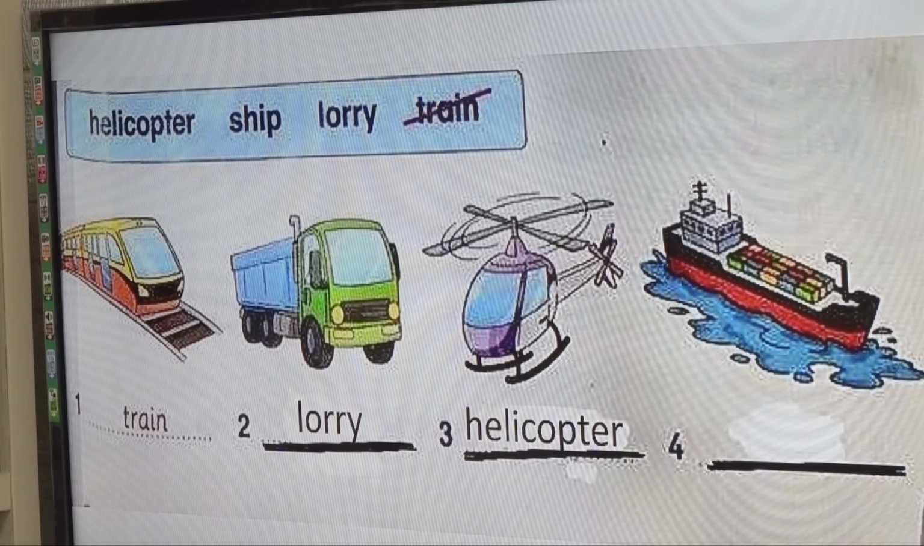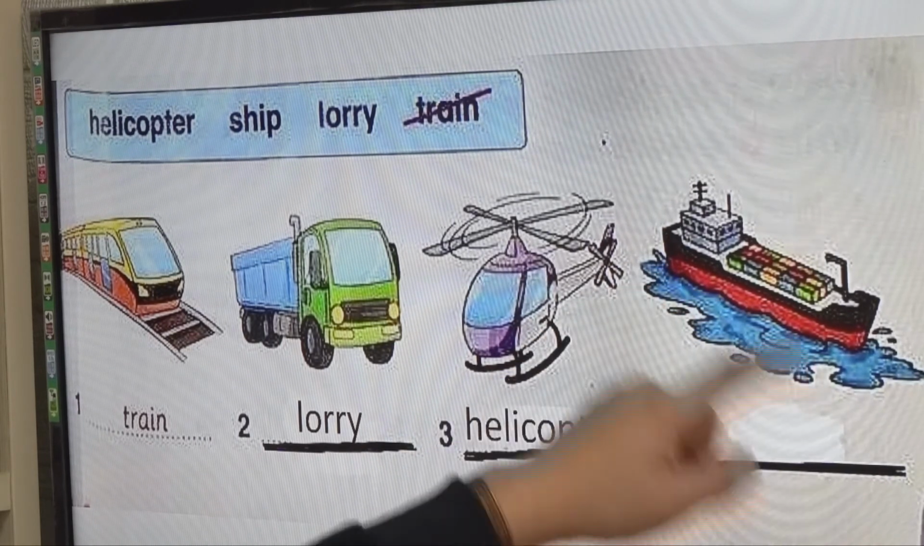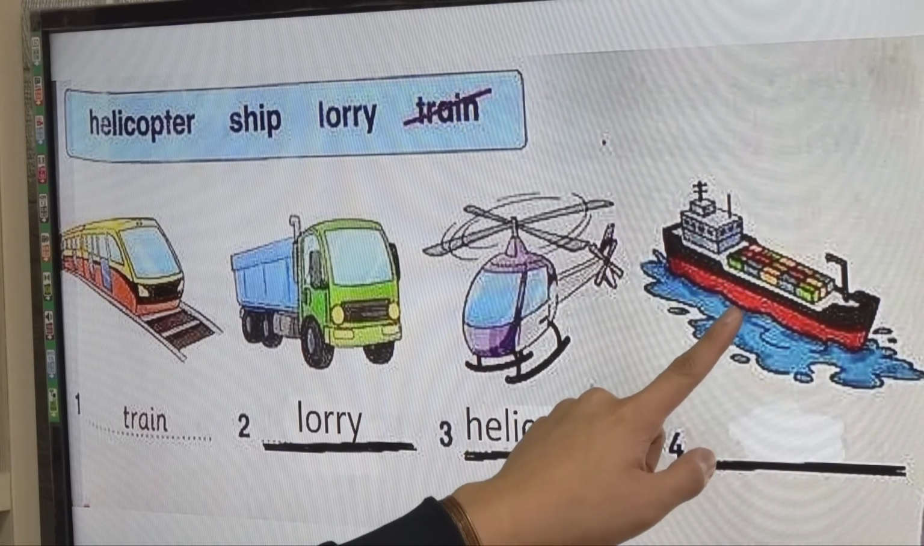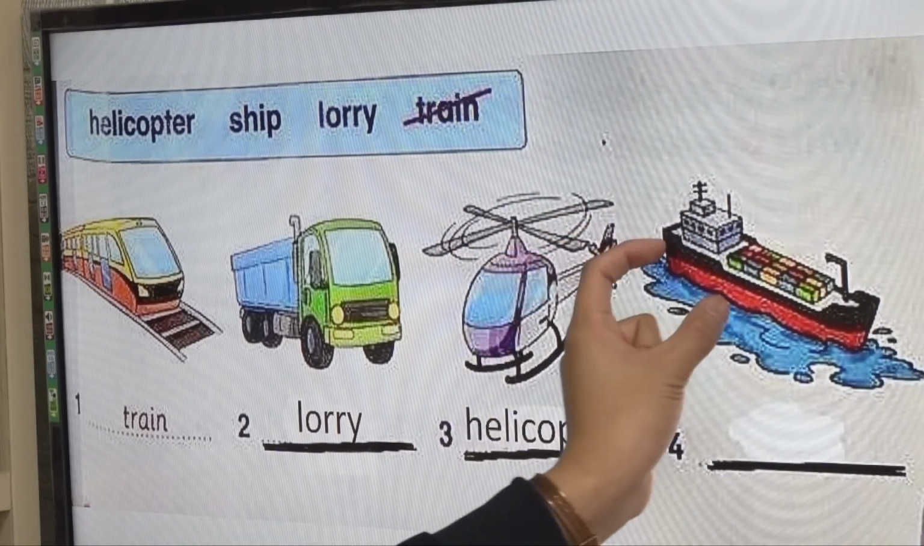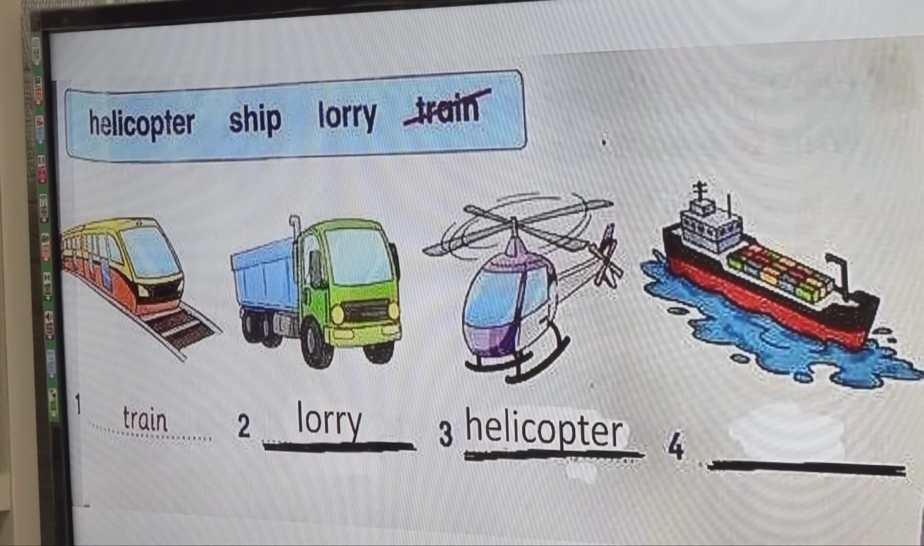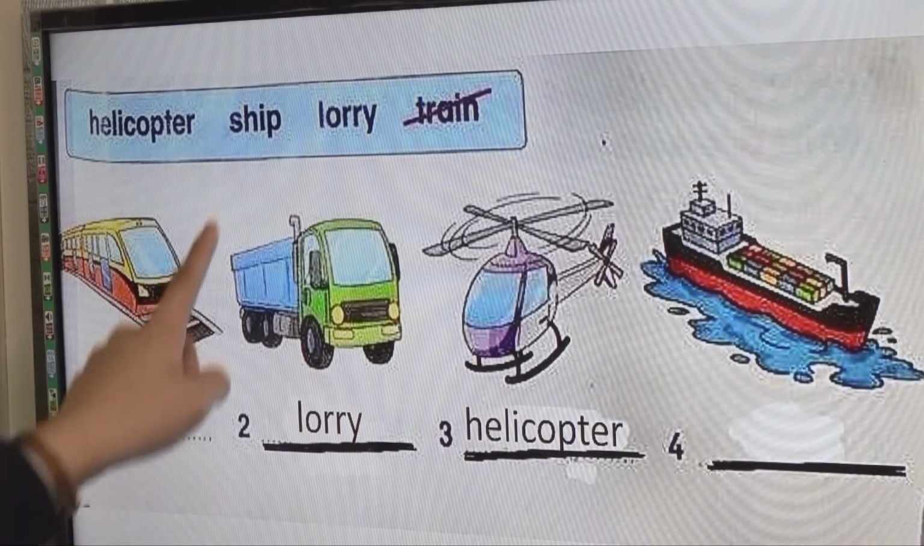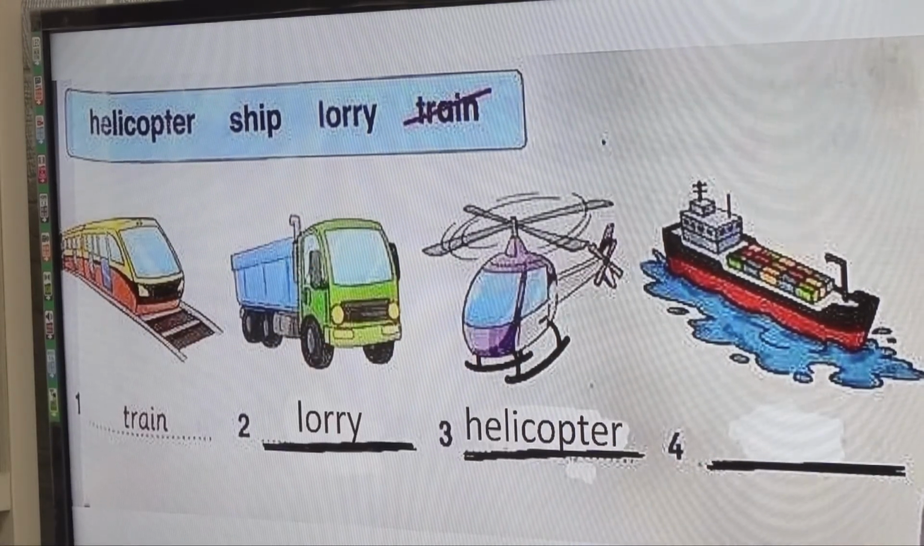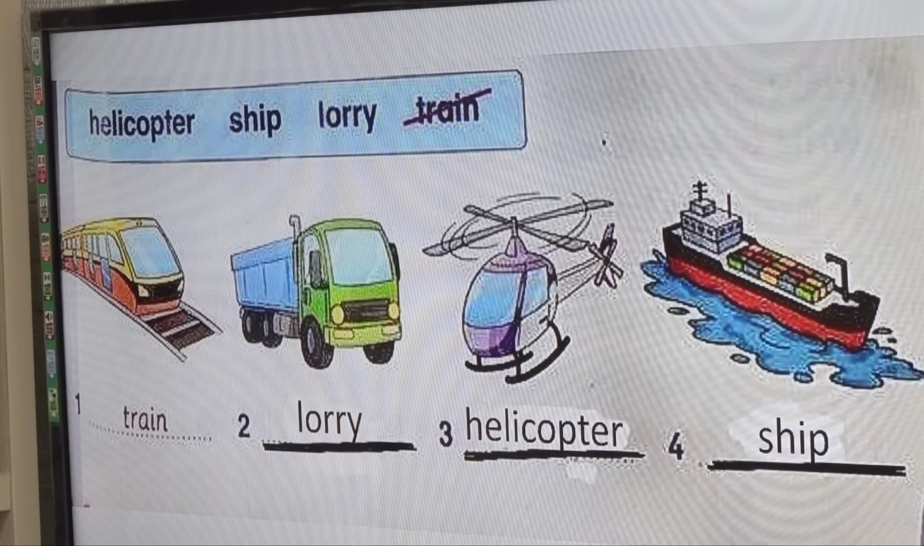Alright, and lastly, very easy, on the water. On the sea, what do we have? Is it small or big? Right, it's very big. If it's small, it's only like this. So is this a boat or a ship? Very easy, we only have the word ship, so we put down ship. S-H-I-P, ship. Alright, very good.